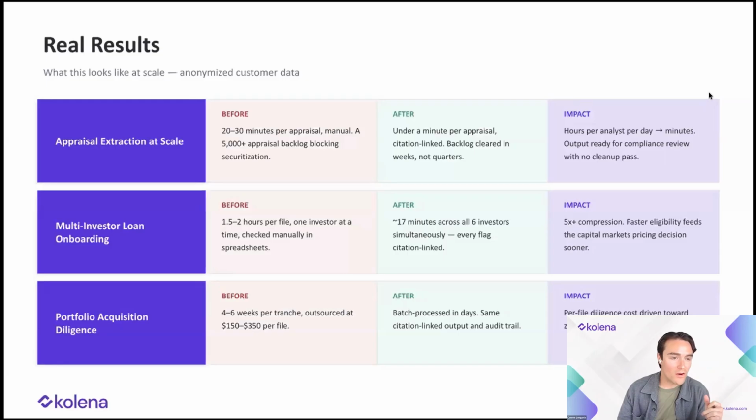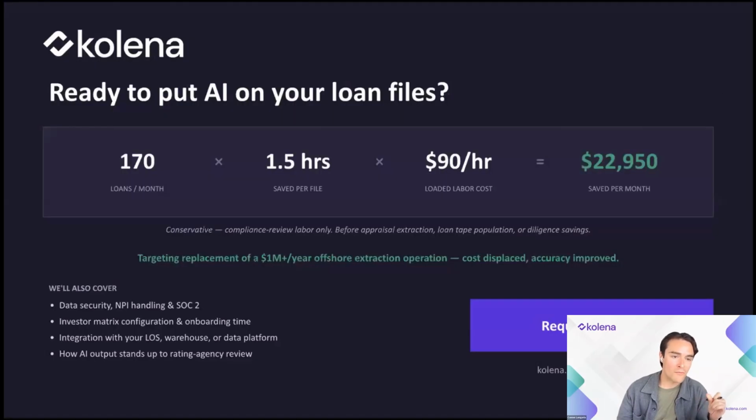So to wrap up here, I'm gonna bring it home with some math since we all love math. 170 loans per month, about 1.5 hours saved per file, and we'll estimate conservatively $90 an hour for the labor costs. So that's about 23 grand a month. And that's a conservative estimate. That's only for the multi-investor loan onboarding. That doesn't even count the appraisal extraction, loan tape population. That can get up into the hundreds of thousands of dollars that you're paying just to get the data how you need it. A lot of time saved, a lot of money saved using Kalena.